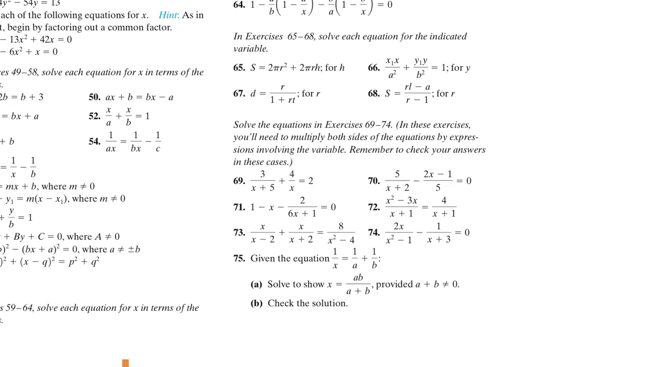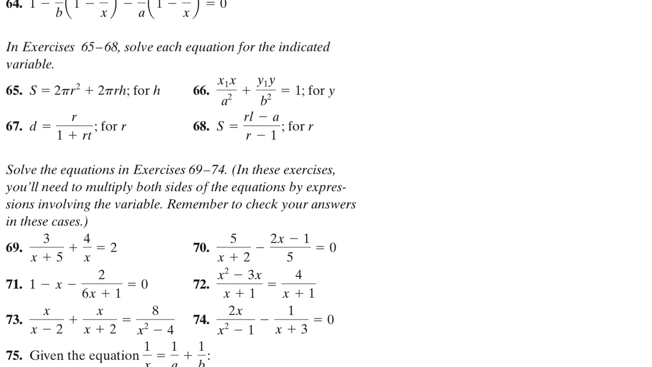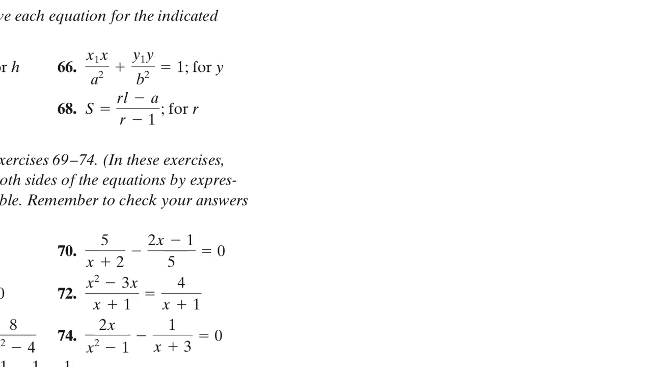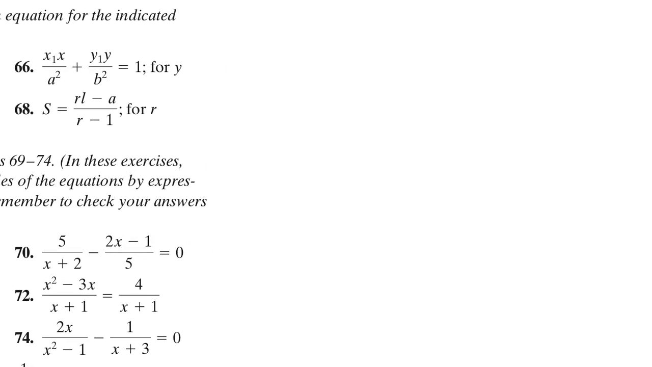Let's see. This whole section only goes, there's no C section to this. So this is mildly interesting. Maybe we'll go for 66. So we're supposed to solve for y. Just y, not y sub 1, but y. So let's see how this one goes. x sub 1 times x over a squared plus y sub 1 times y over b squared. It feels like a formula. I don't recognize it though.